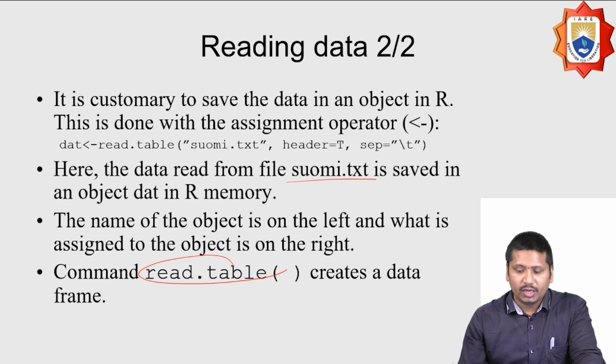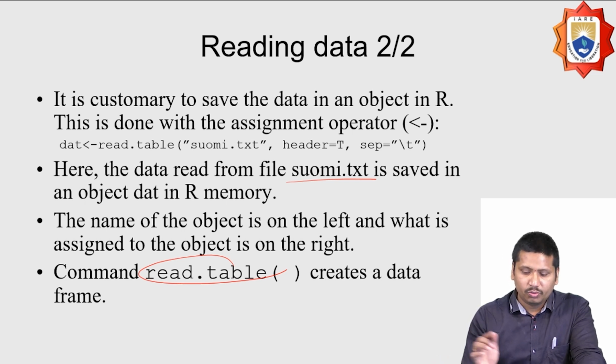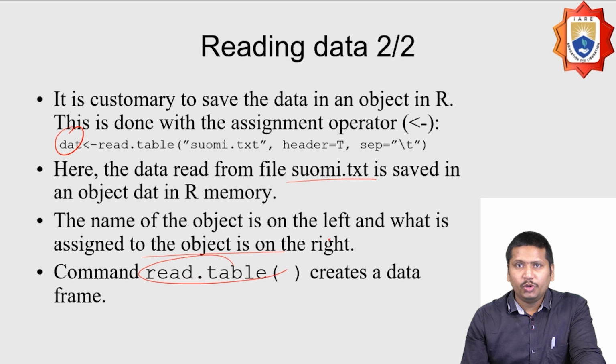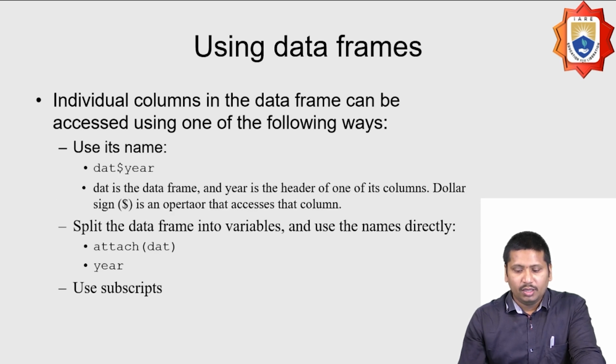It is customary to save the data in an object in R, and this can be done with the assignment operator. Here the data from the file is going to be stored in memory, and the name of the object should always be on the left side, and what is going to be assigned should be on the right side. So the command read dot table will create the data frame. And next one, using data frames. Individual columns in the data frame can be accessed using one of the following ways.